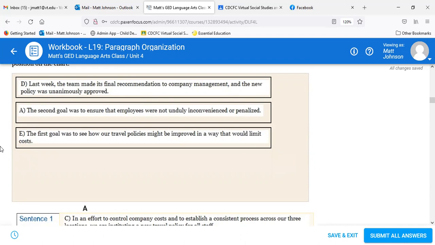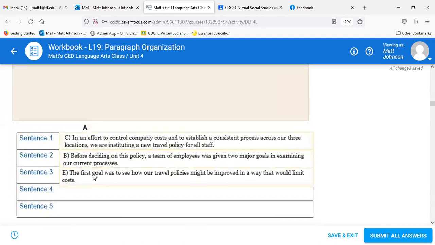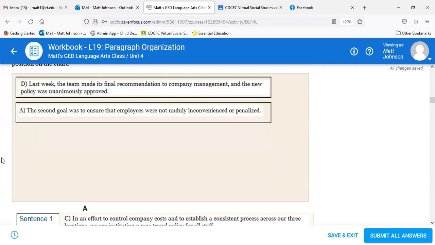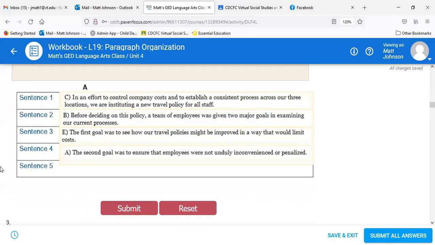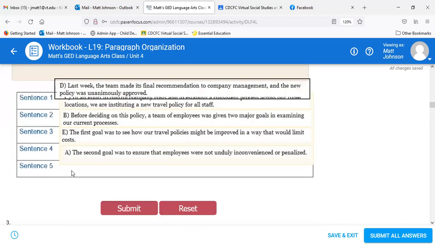What would look good next? E. The first goal, right? So we introduced this idea that they were examining our processes with 2 major goals. So next up, let's talk about the first goal, right? So the first goal was to see how our travel policies might be improved in a way that will limit costs. And then what are we going to do next? A. The second goal. So then we have the second goal, and then that leaves D, right?